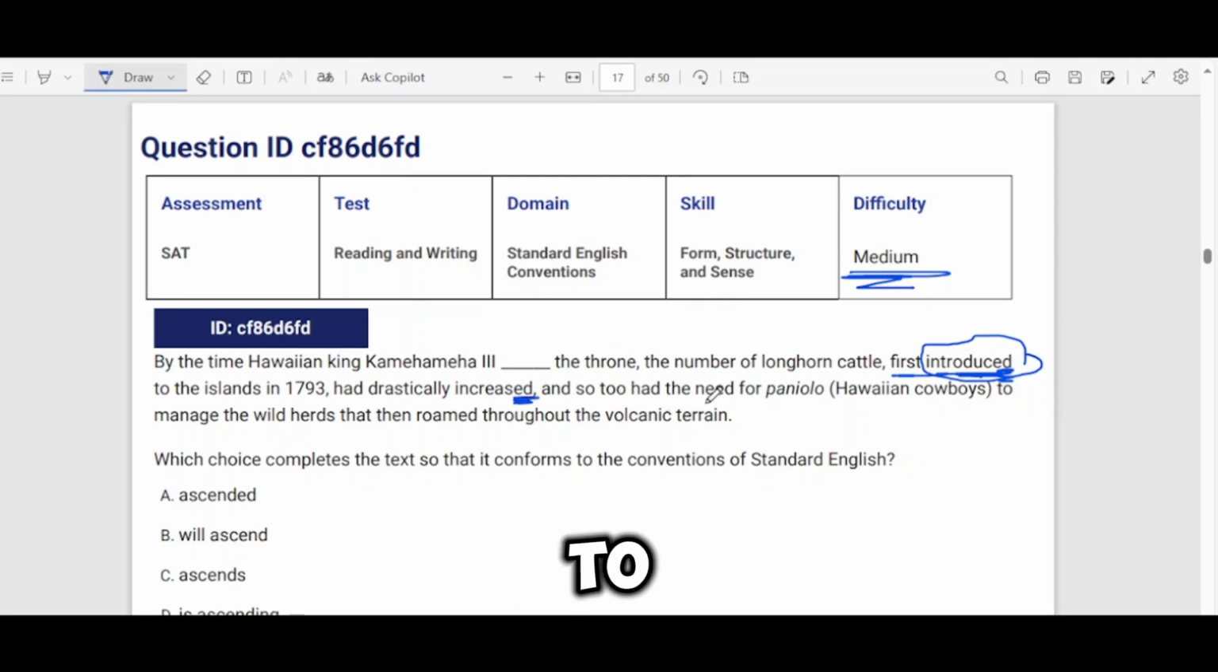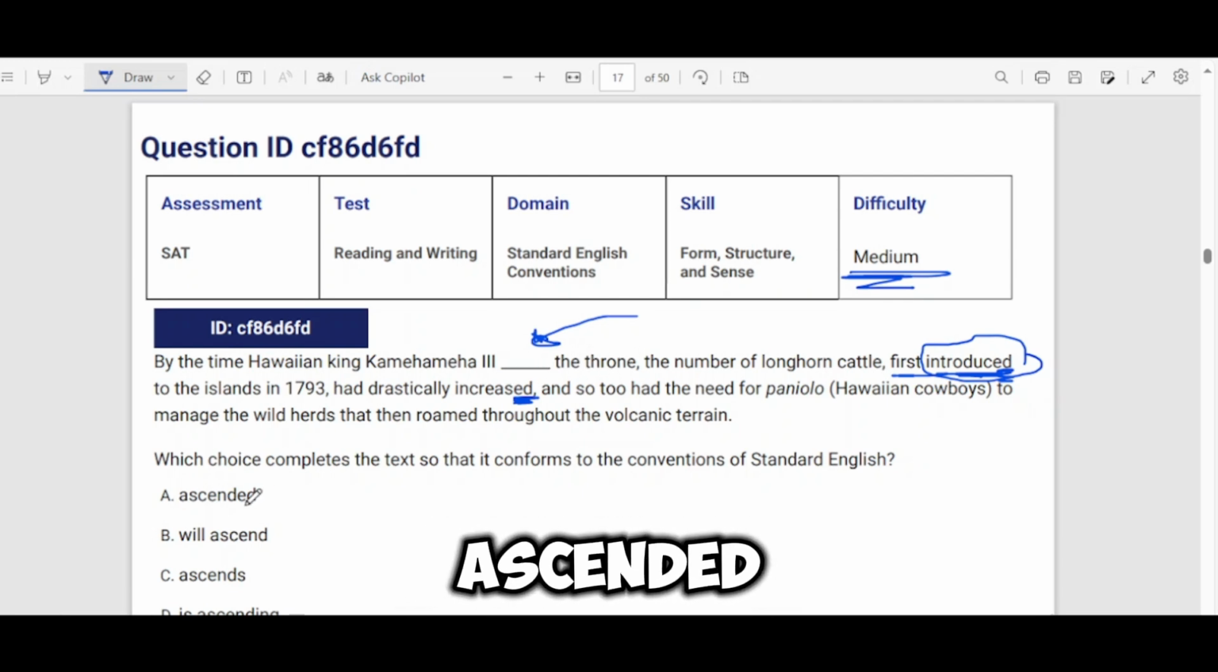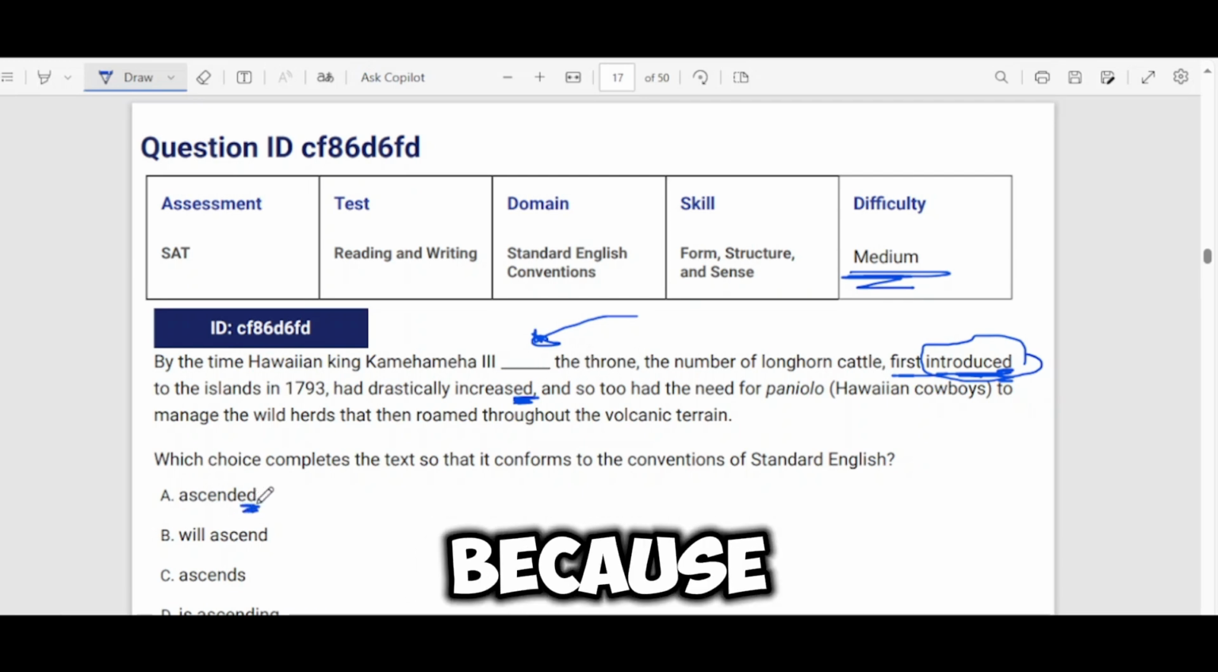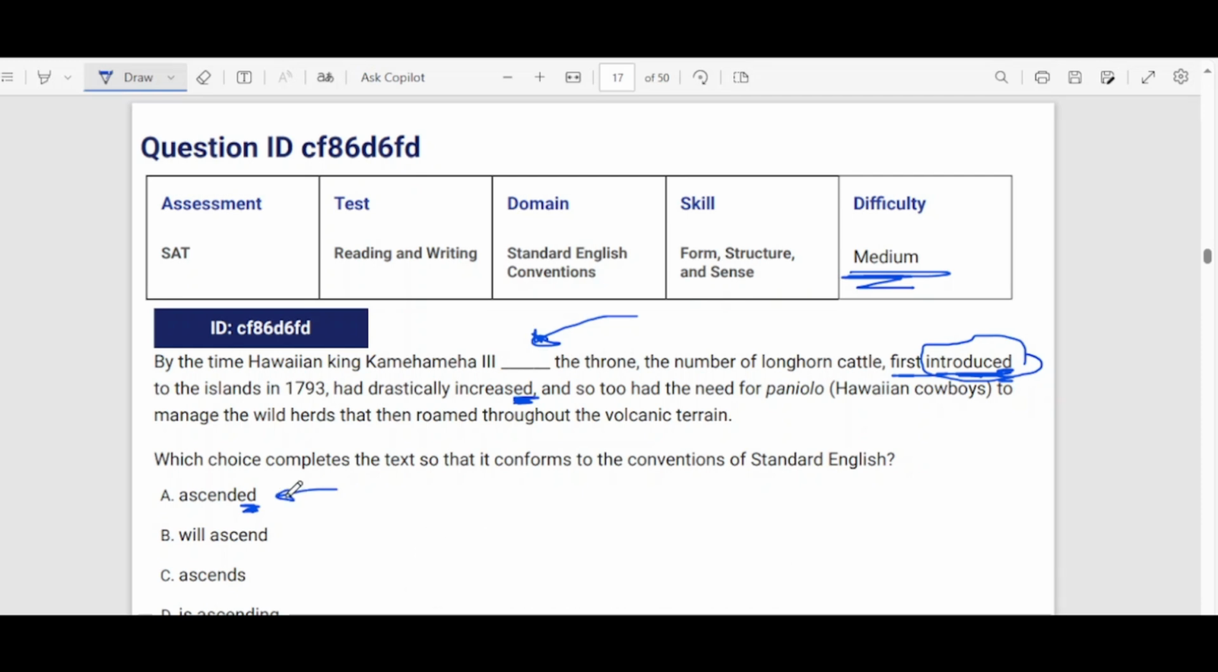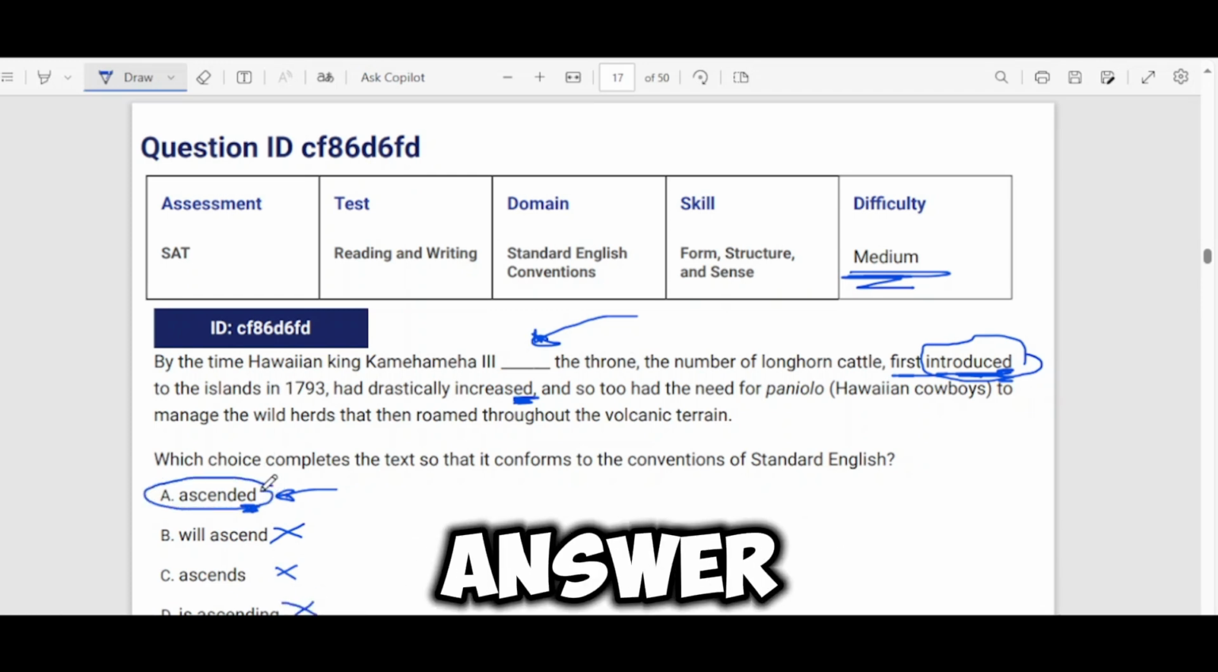And so too had the need for Paniolo, Hawaiian cowboys, to manage the wild herd that then roamed throughout the volcanic terrain. So what are we going to expect here? We're going to expect a past tense word. By the time Hawaiian king Kamehameha III dashed the throne, ascended. Yes, this one is correct because it's in past tense. Although let's look at the other answer choices. Will ascend? No, this is wrong. Ascend? No, this is also wrong. Is ascending? No, this is also wrong. So A is the correct answer.